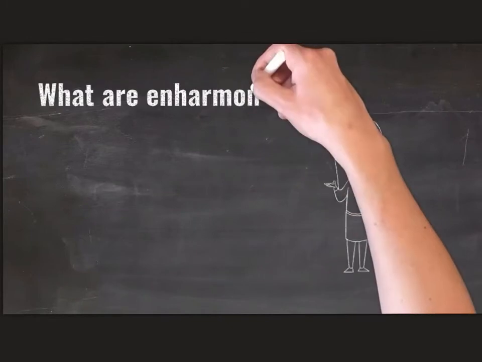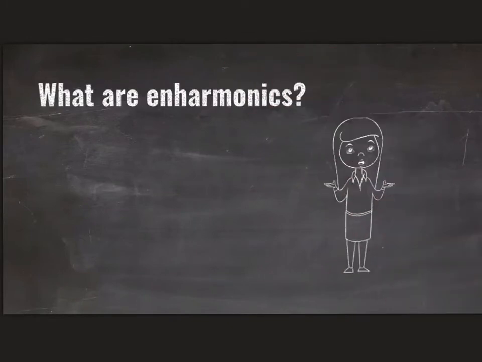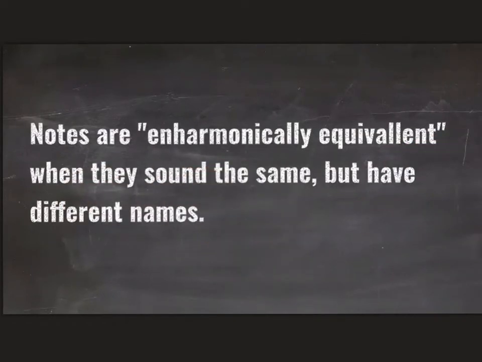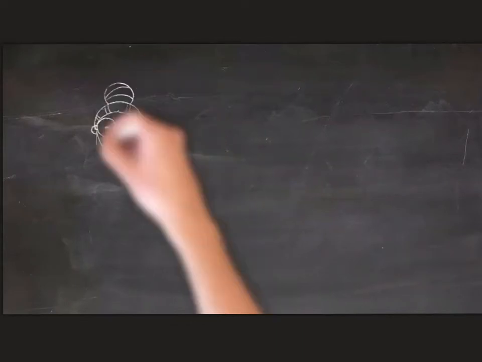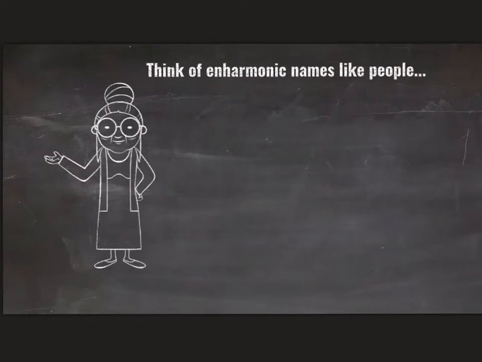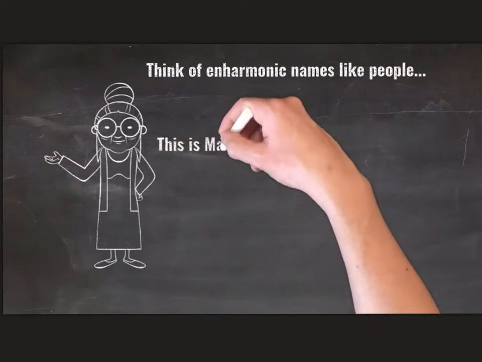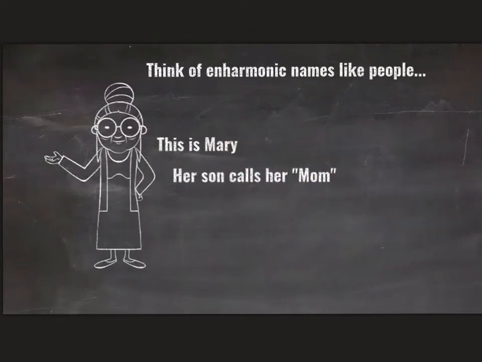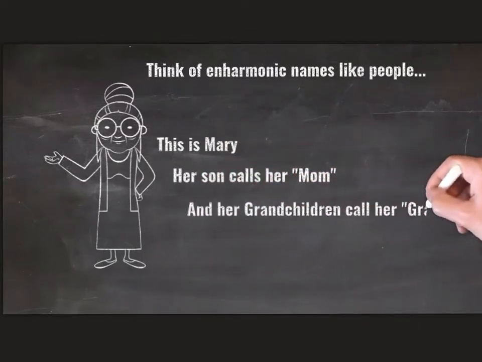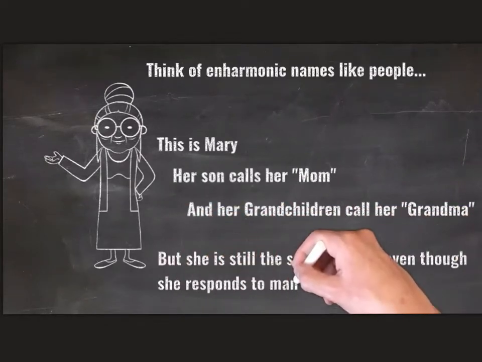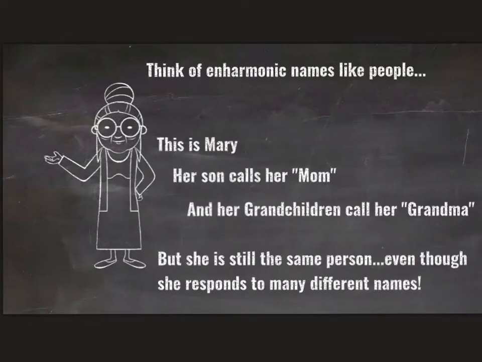Let's talk about what enharmonics are. Notes are enharmonically equivalent when they sound the same, but they have different names. You can think of enharmonics like people. This is Mary, and all of her friends call her Mary. But her son calls her Mom, and her grandchildren call her Grandma. But she is still the same person, even though she responds to many different names.